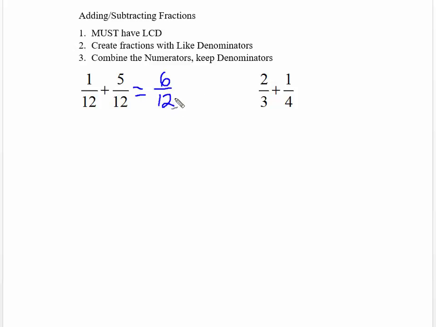But again, no matter what our problem is with fractions, we have to look and see if it can be simplified. And this one, in fact, can, down to 1/2. If you don't remember how to simplify a fraction, you can look back on another video on this same channel.